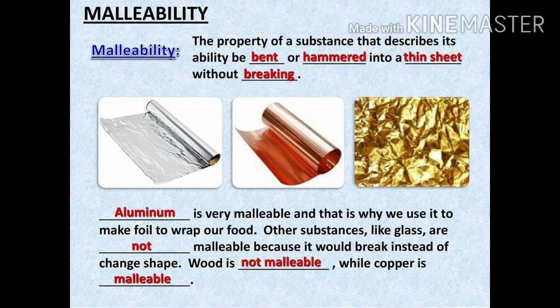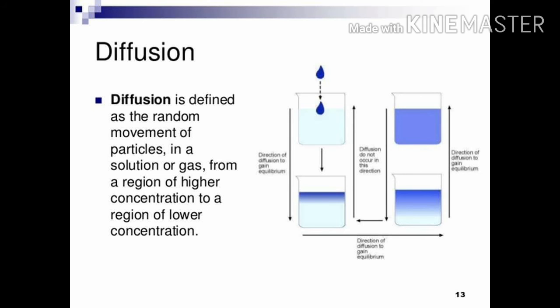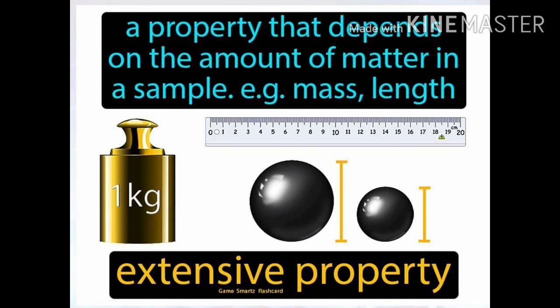roofs of your houses. While diffusion is the ability of matter to be scattered or spread out, this can be observed when you add ink in the water. The ink will mix with the water even without stirring it. Can you cite other examples of diffusion?